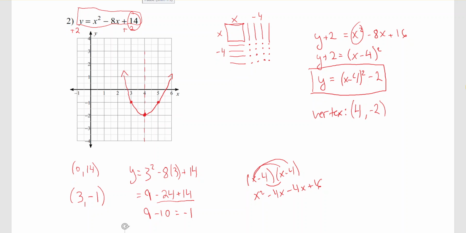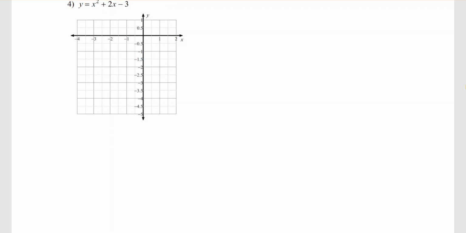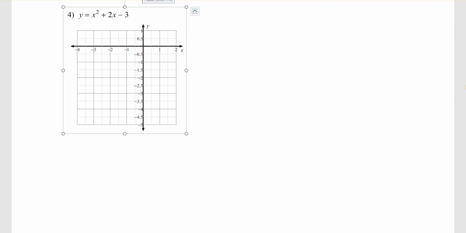Okay, hopefully that made sense. Let's go ahead and do one more. Okay, so this is number 4 on the worksheet that I gave you. We have y equals x squared plus 2x minus 3.